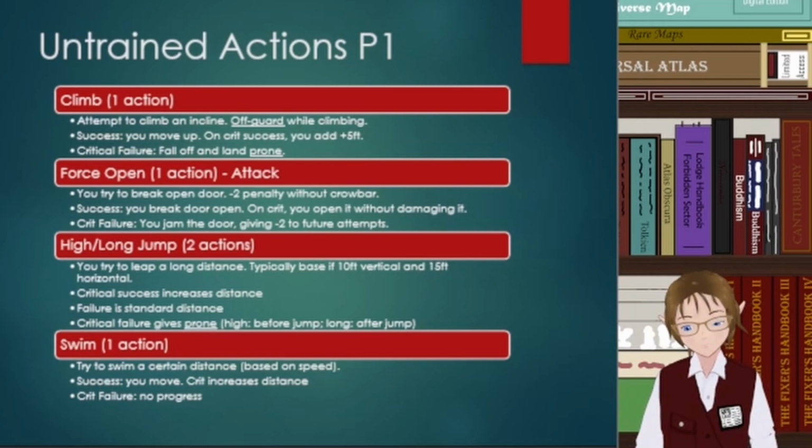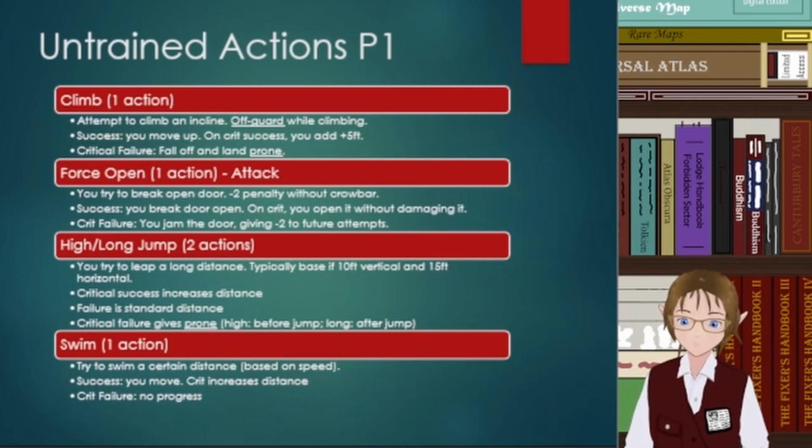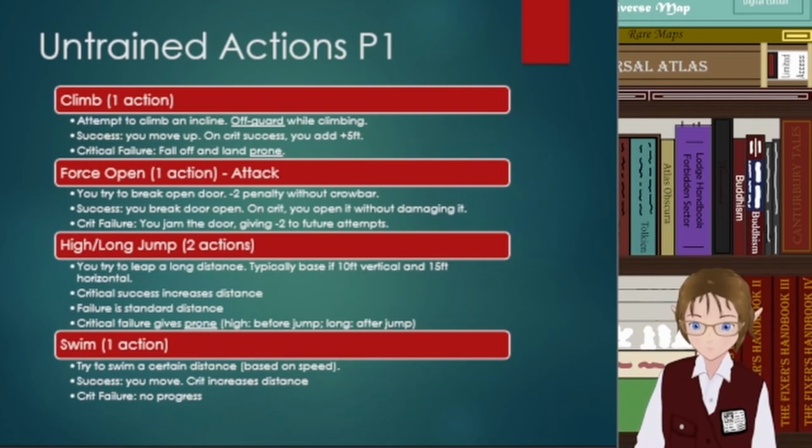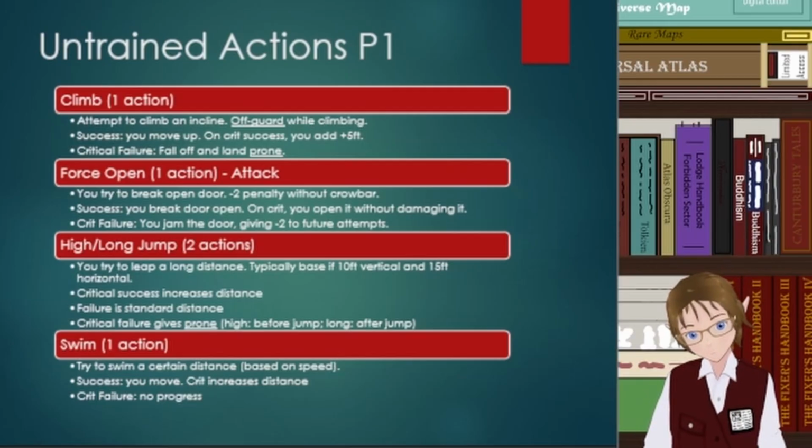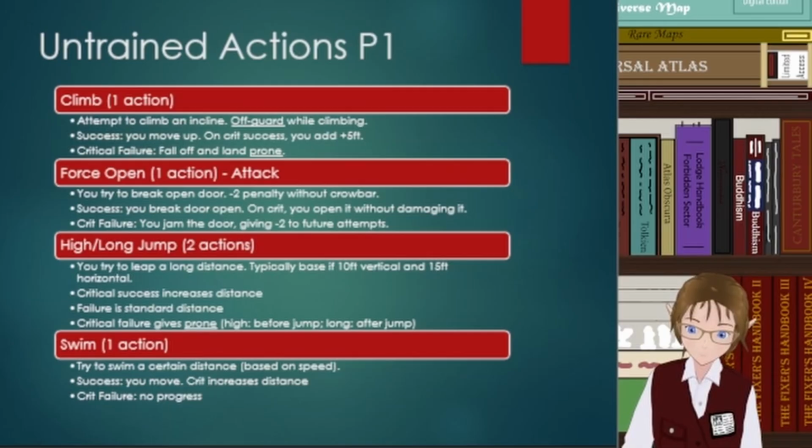You have a -2 penalty to succeeding on this action unless you're using a crowbar. On a critical failure on a Force Open action, you jam the door, giving an additional -2 penalty if you weren't using a crowbar.